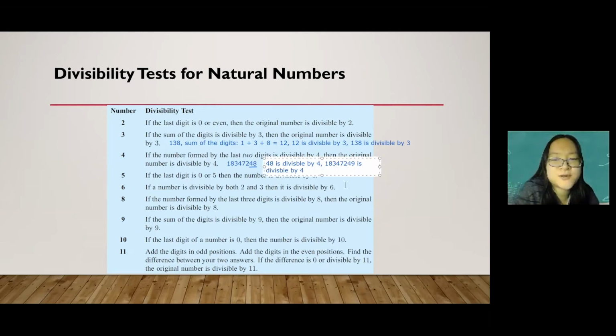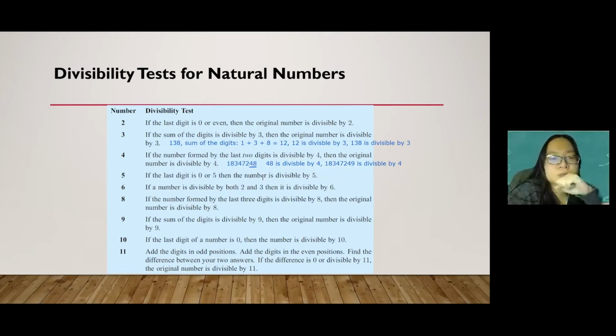Of course, you want to make sure that you know your times table well, so you can do the mental math if the number made from the last 2 digits is divisible by 4. But I expect that from you guys.